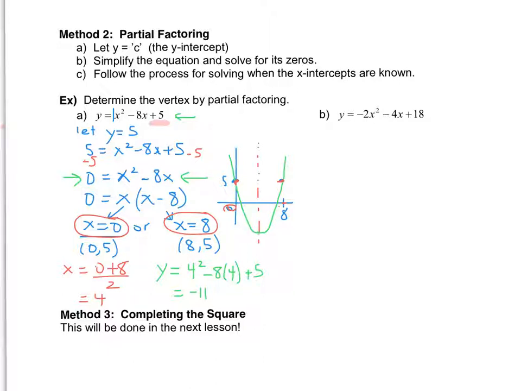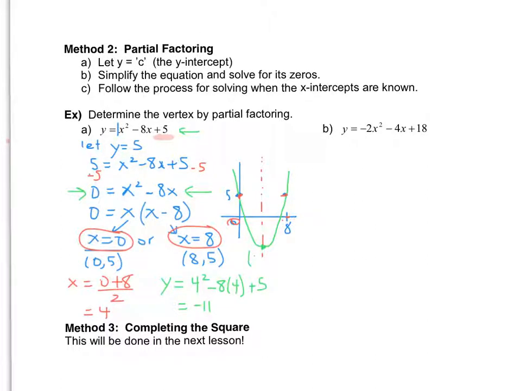Now that gives me the coordinates for my vertex here. My vertex would now be at 4, negative 11. And that makes sense based on how I've drawn that diagram. All right, so our vertex is at 4, negative 11.